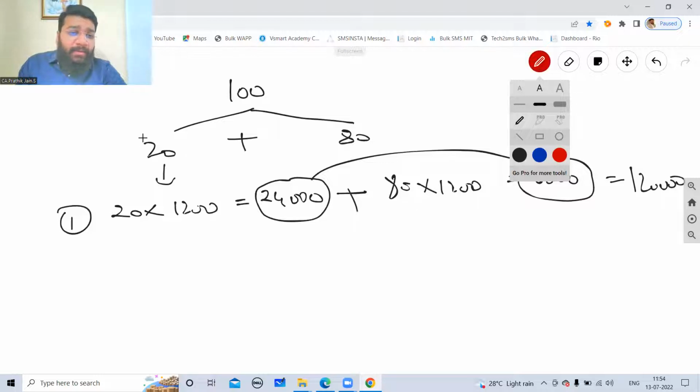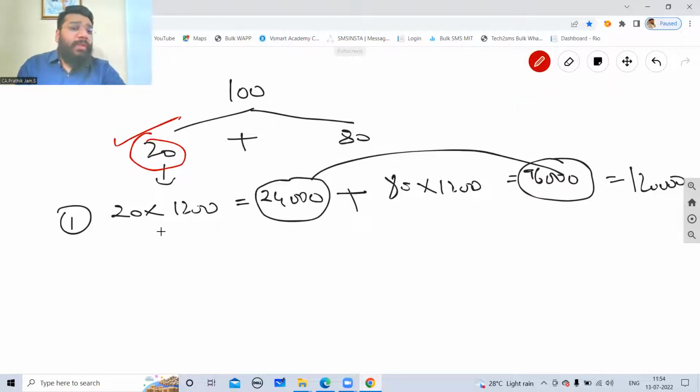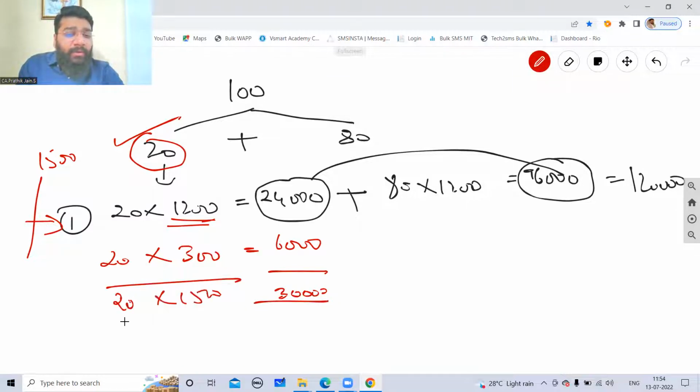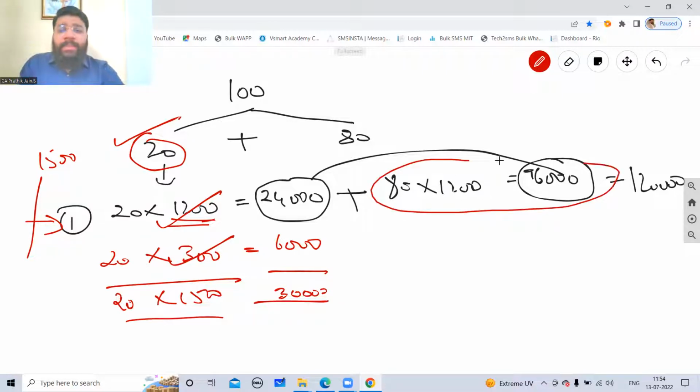Then they're telling that these 20 barrels are sold. Sold at what price? It is sold for 1,500. Out of this 1,500, 1,200 is already captured now. Balance 300 into 20 is how much? 6,000. So what is the total sale value for 20 barrels? 30,000, which is nothing but 20 into 1,500. So this entry is already passed. I need to pass the difference. Am I clear? Now for the balance 96,000, what has happened?